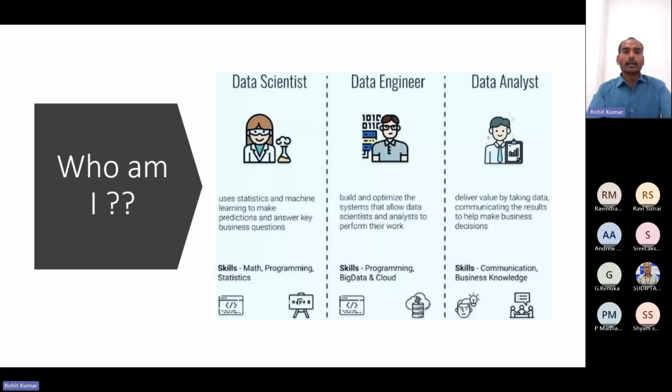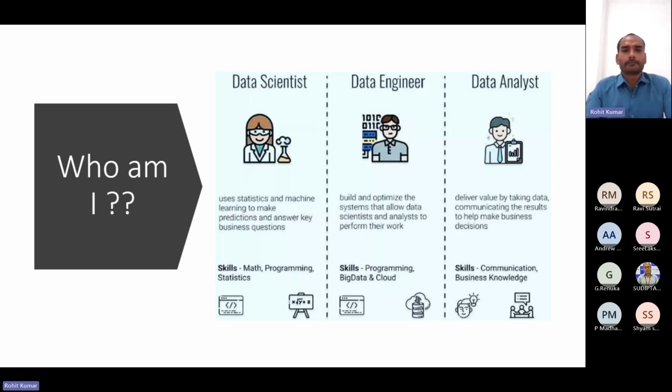So you can see that a data scientist is particularly supposed to deal with data. So he uses some sort of statistics or machine learning techniques to make predictions or answer some of the related questions. The kind of things that you can have in your hand are programming, some sort of statistical knowledge, mathematical tools, etc.